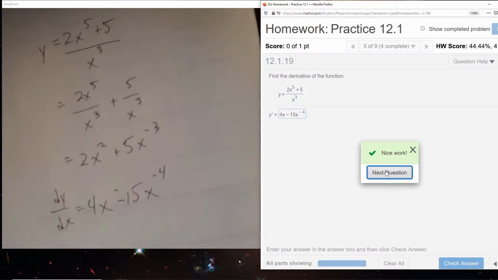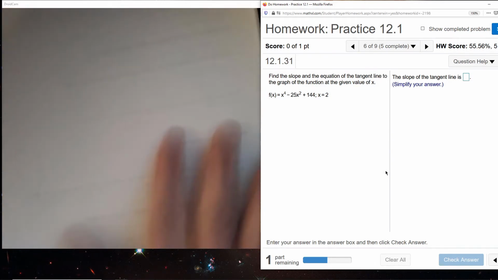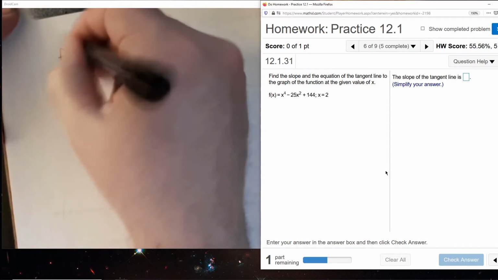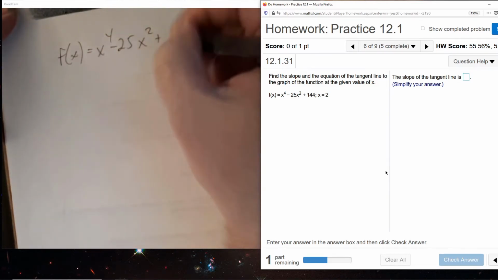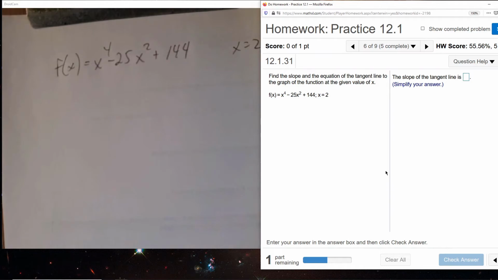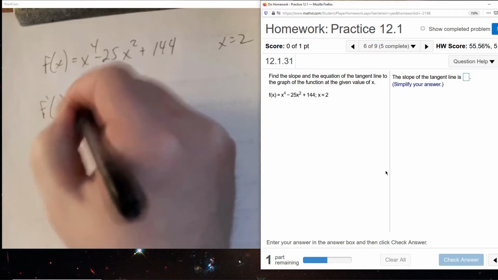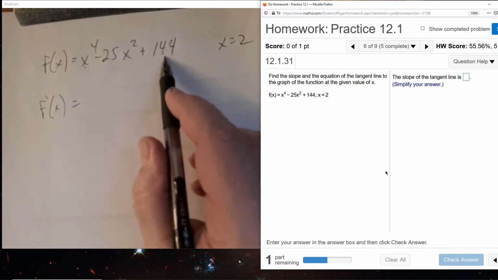Number 6. So we got our function. They want us to find the slope and the equation of the tangent line at the point x equals 2. So we'll need the derivative.